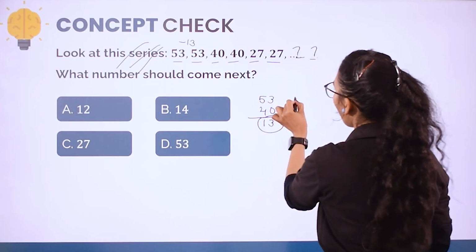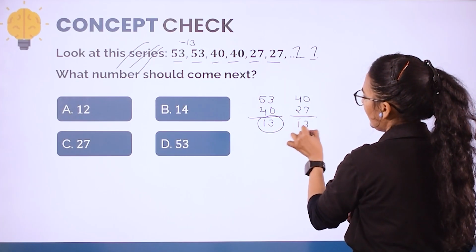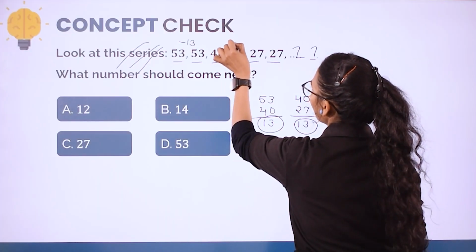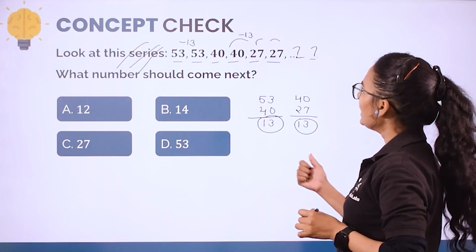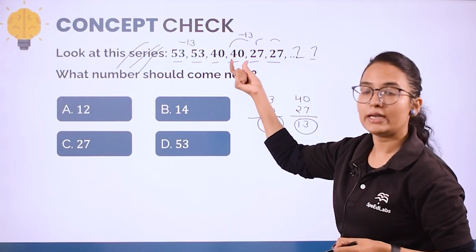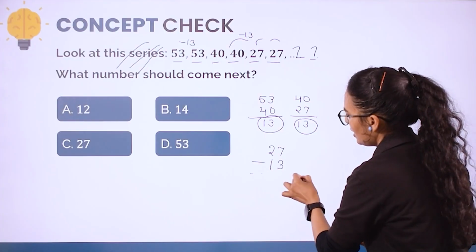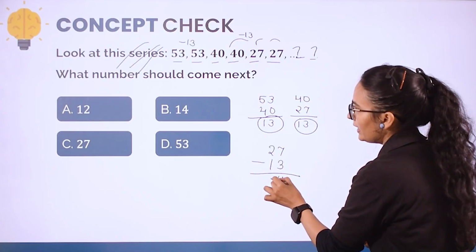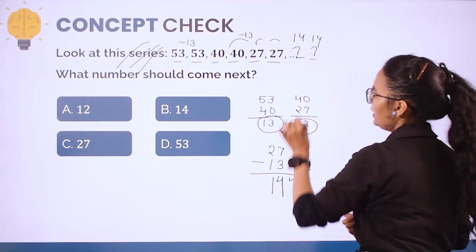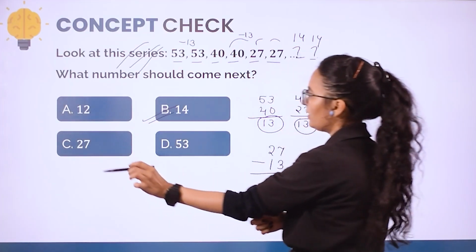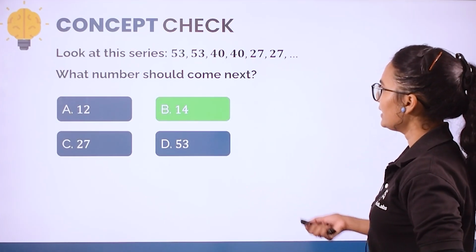Now 40 minus 27, what is the difference? Again 13. That means I got again 27. Now I have to subtract 13 from 27. So what do I get here? 27 minus 13. What is the answer here? 14. Next two numbers will be 14 and 14. And what is the correct answer? Option number B. I hope this is clear. This is the correct answer.